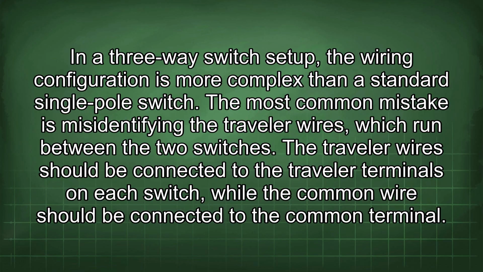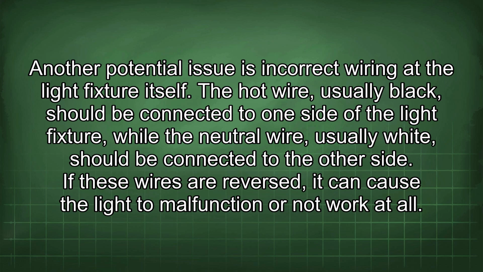In a three-way switch setup, the wiring configuration is more complex than a standard single-pole switch. The most common mistake is misidentifying the traveler wires, which run between the two switches. The traveler wires should be connected to the traveler terminals on each switch, while the common wire should be connected to the common terminal. Another potential issue is incorrect wiring at the light fixture itself. The hot wire, usually black, should be connected to one side of the light fixture, while the neutral wire, usually white, should be connected to the other side. If these wires are reversed, it can cause the light to malfunction or not work at all.